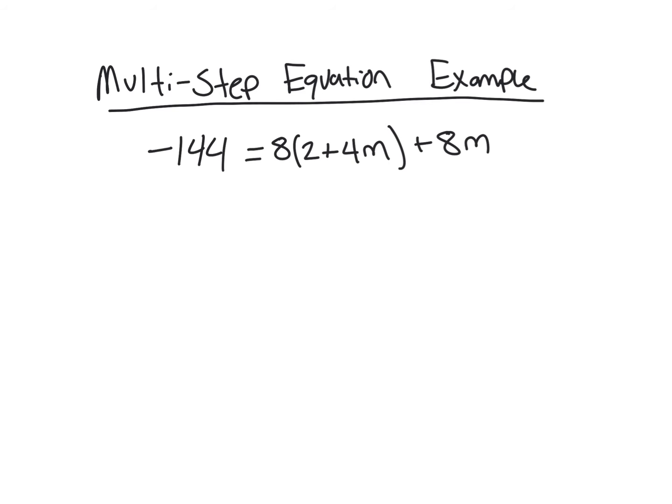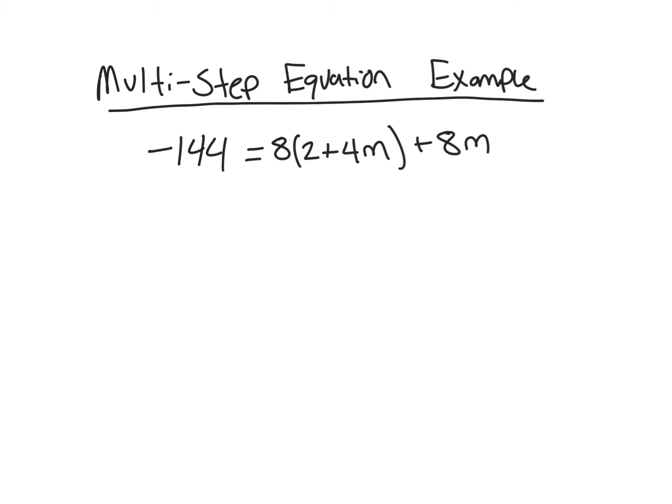So when we have a problem like this, we first want to notice that we have our variable in two places. We have a 4m and we have an 8m. So when we have variables in an equation, if we have it in multiple spots, we want to make sure that the variable is on the same side of the equation. All of the terms with the variable are on the same side of the equation so that we can combine those like terms when possible.